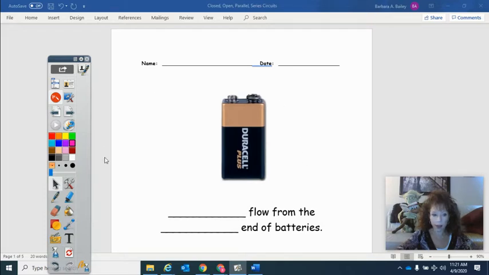So we're going to label our negative and positive on the battery. And they're often called terminals. So this is my negative. So we use just a minus to label the negative. And quite often the battery is marked and it'll show you a minus for negative and a plus for positive. And then this is my positive over here.